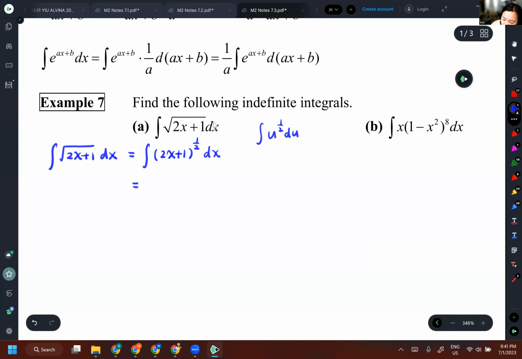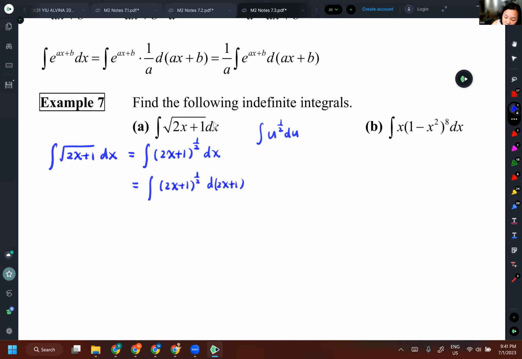What you do is you multiply. You change this to d(2x plus 1). That means you multiply 2, and then you need to divide 2. And divide 2, you divide outside, because you can take 2 outside. Okay? And then, as to plus 1, you don't do any compensation, as I mentioned before. Plus 1, you just leave it. You just need to multiply and divide. Okay? Right now, it becomes u to the power 1 over 2 du.